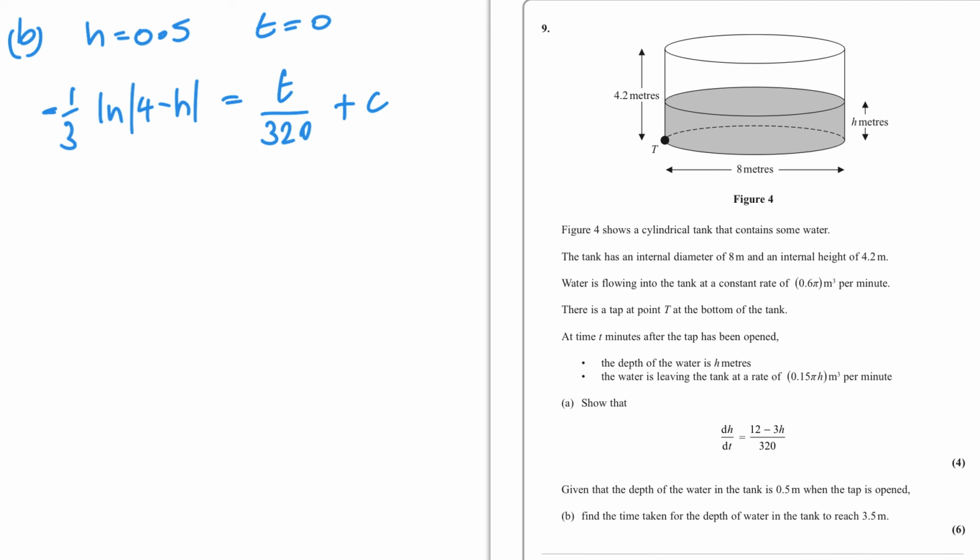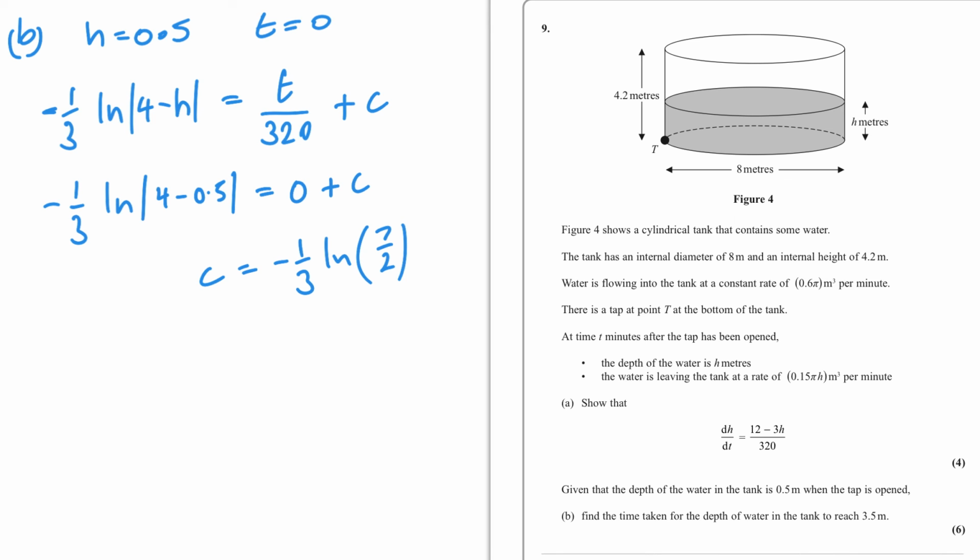Then h equals 0.5 when t equals 0, so we've got minus 1/3 ln 4 minus a half equals 0 plus c. So c equals minus 1/3 ln, and it's 3.5 or 7 over 2. And putting that together, we've got the horrible looking t over 320 minus 1/3 ln 7 over 2.